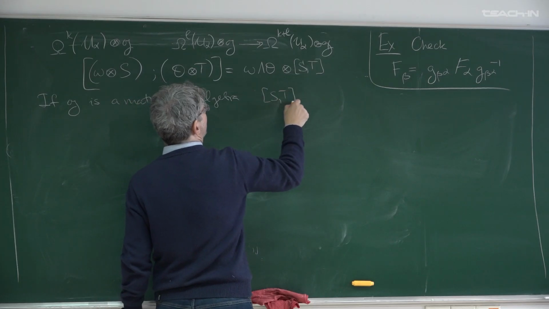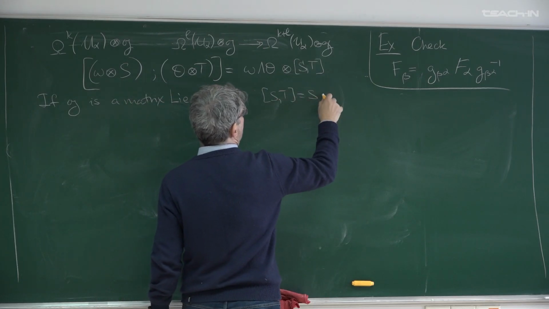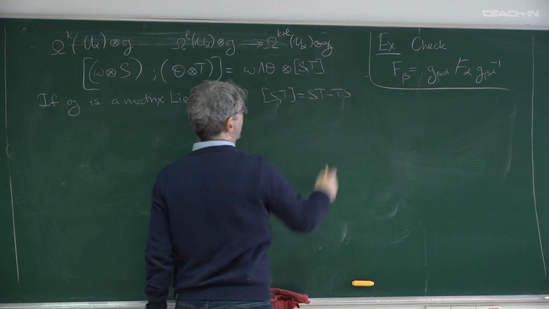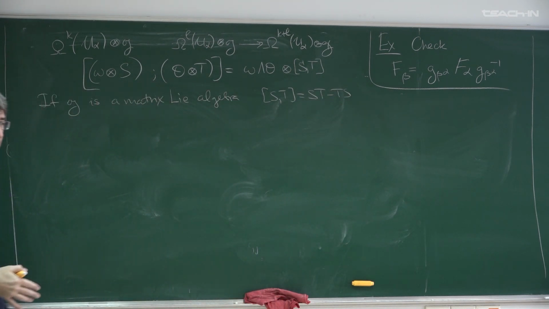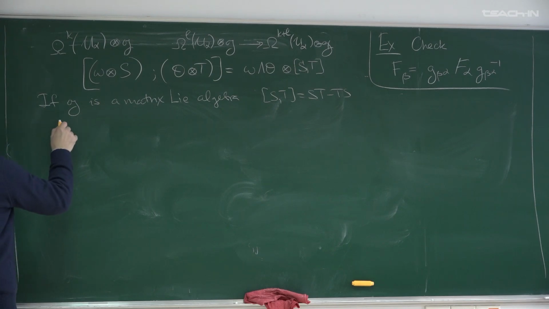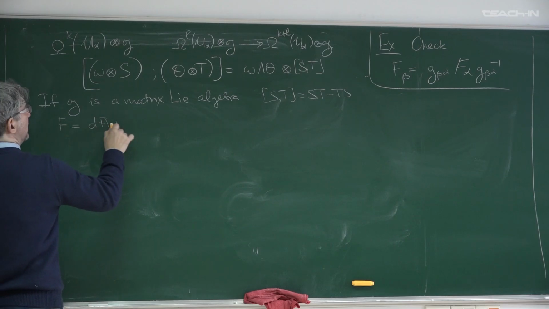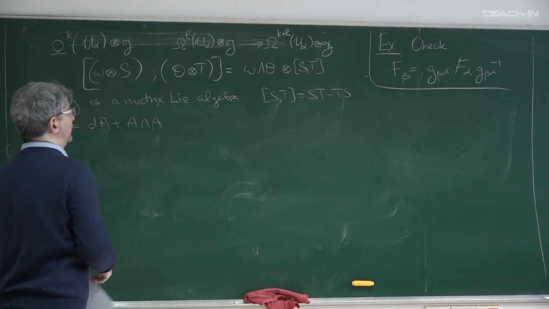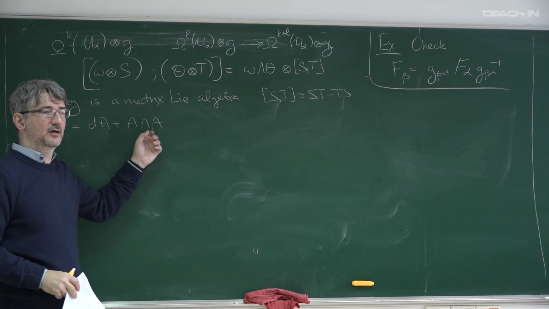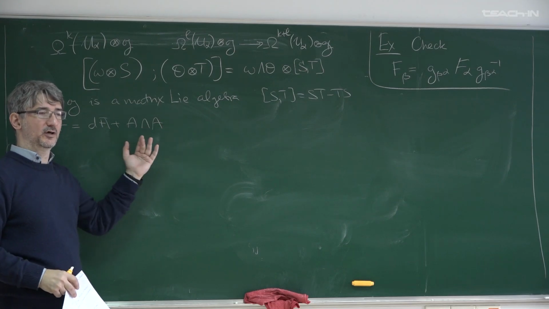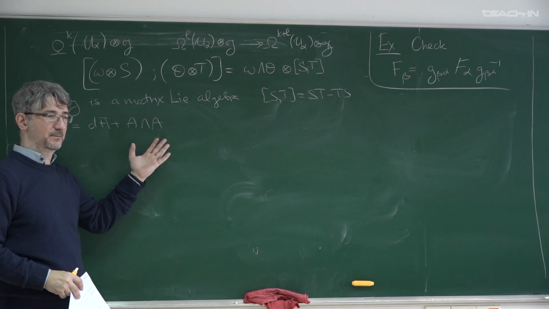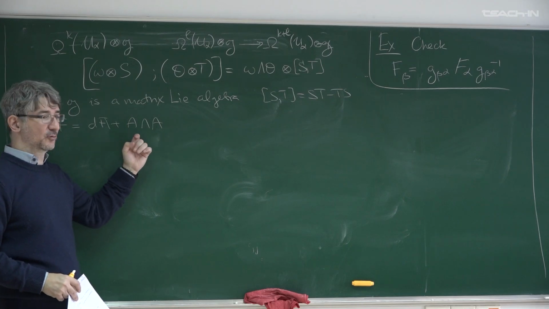Then S_t is equal to S_t minus T_s. Now you will see a very, very strange formula. So let me write it here. The curvature is given by dA plus A wedge A. So this is an operation which was defined on the blackboard, which was just erased. But now we have another operation.